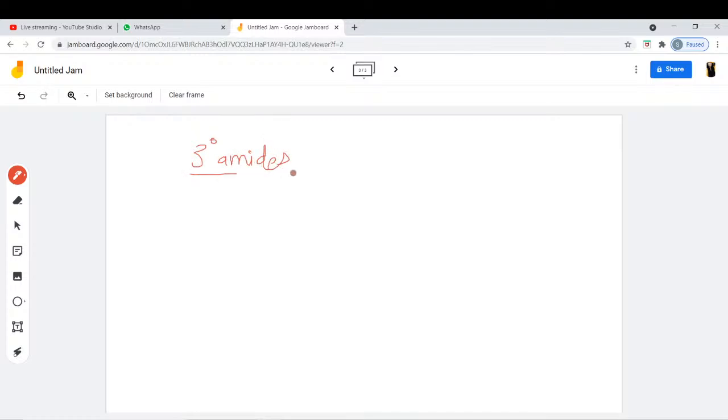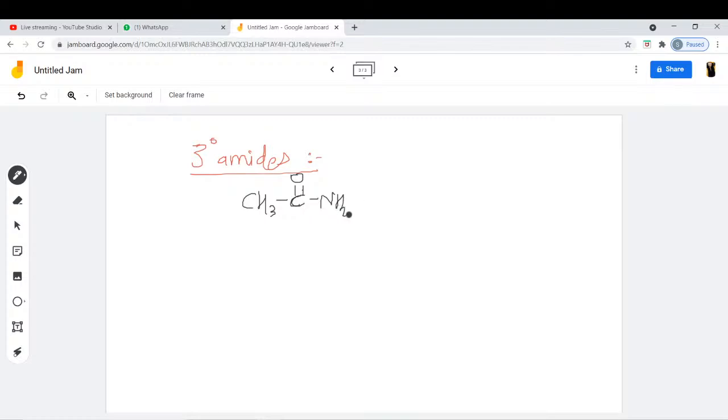Amides. Tertiary amides. Okay, 3 degree means tertiary. You know very well, primary we can represent as 1 degree, secondary as 2 degree, and tertiary as 3 degree. Tertiary amides. Next, here listen. Take CH3, C double bond O, and here NH2, acetamide.